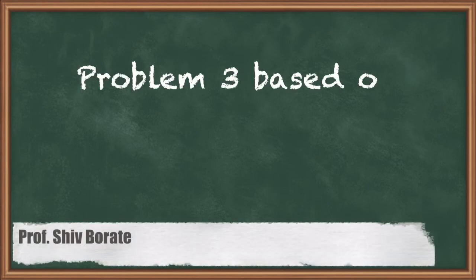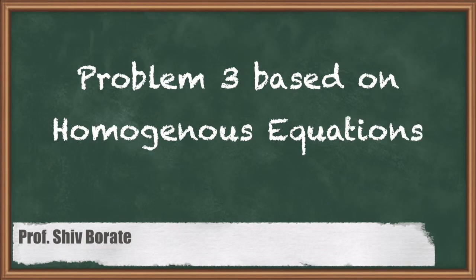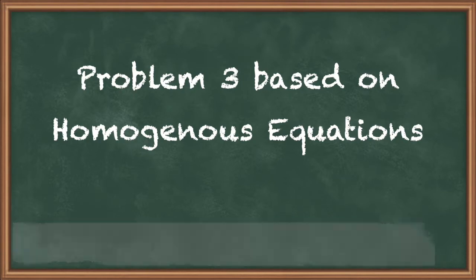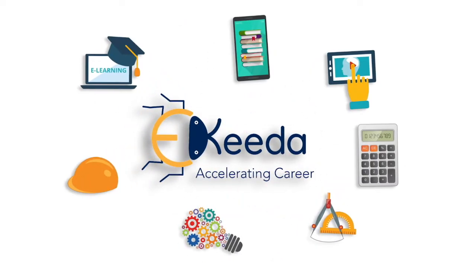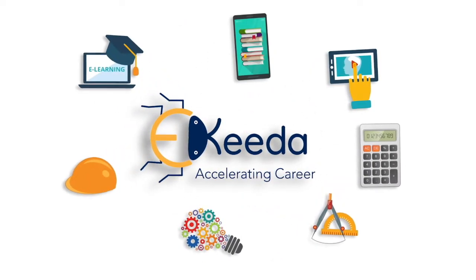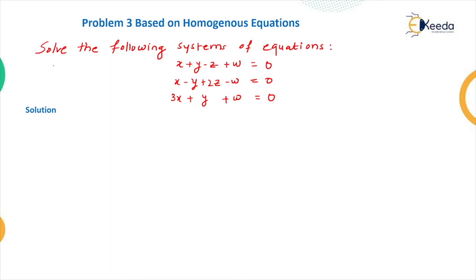Hi everyone. Today we are going to discuss problem number 3 based on homogeneous equations. That is, in a homogeneous system of equations, the RHS is 0. So let's see. The problem is: solve the following system of equations.